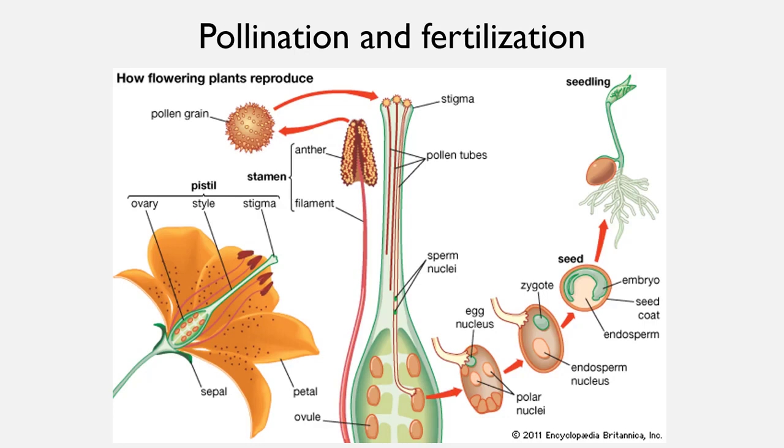Okay, here's another illustration of this. Here are our pollen tubes going down. We've got sperm nuclei going down to the egg nucleus, which then becomes a zygote, which then becomes a seed, and then becomes a seedling. And we'll get more into the zygotes and all of that next week.